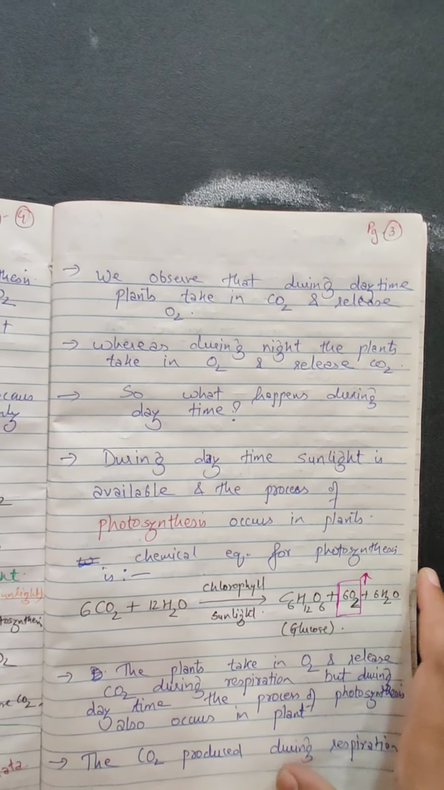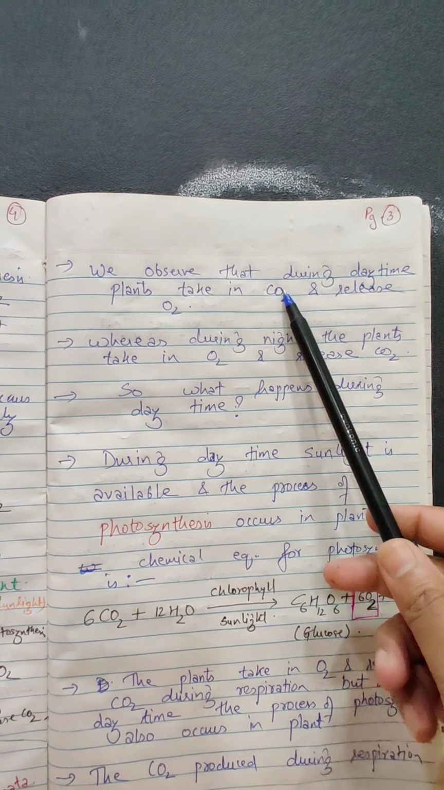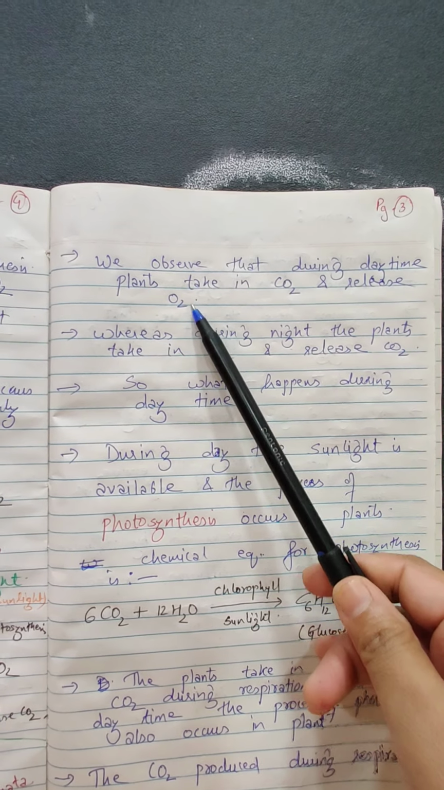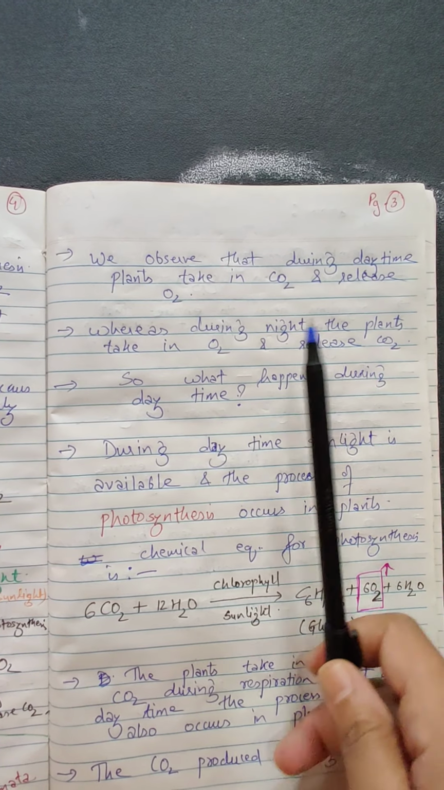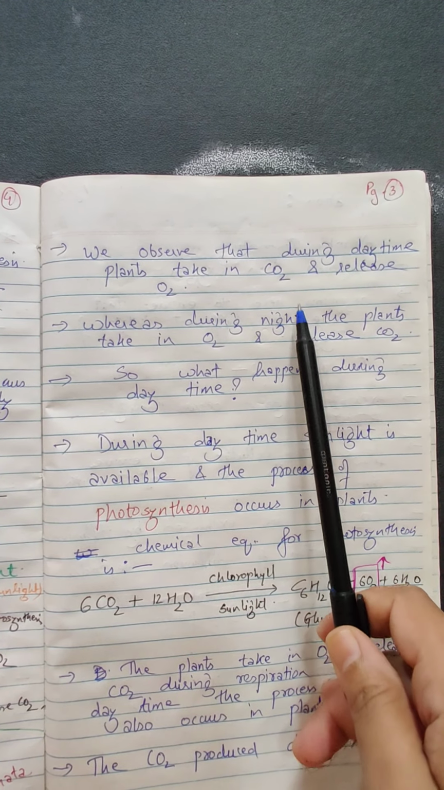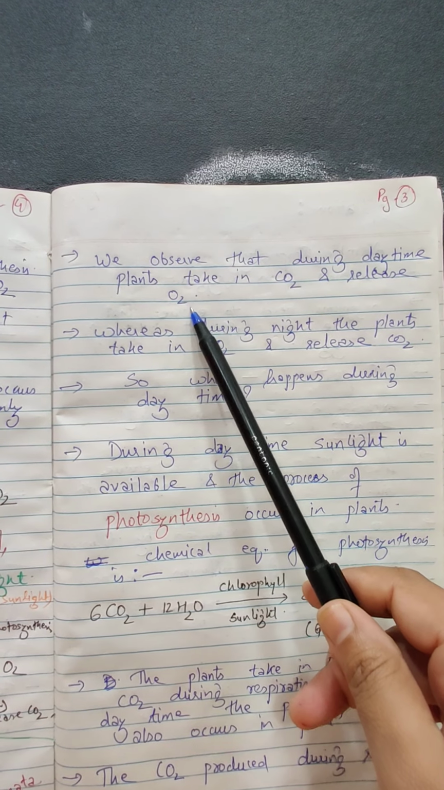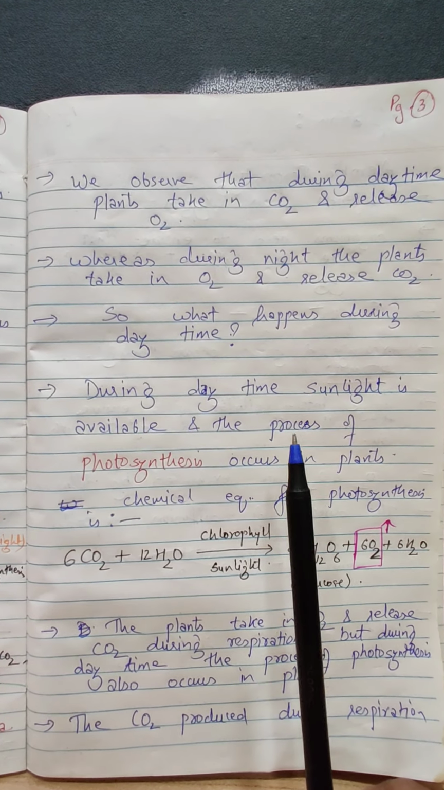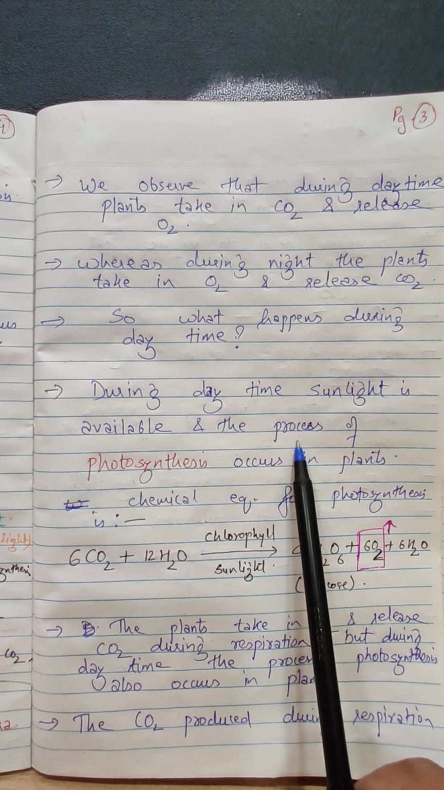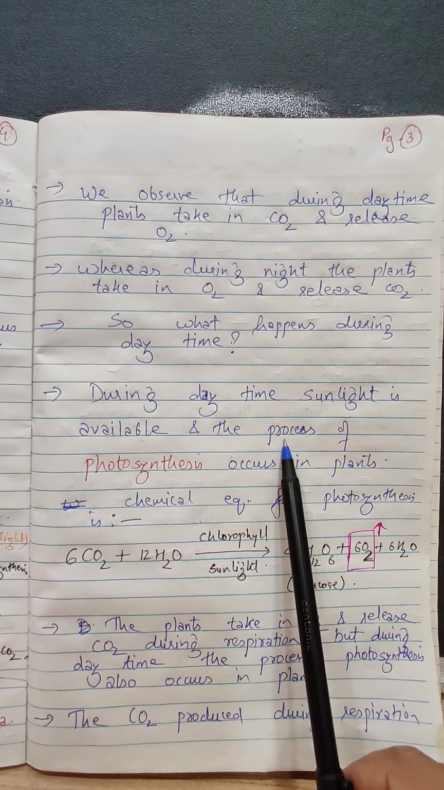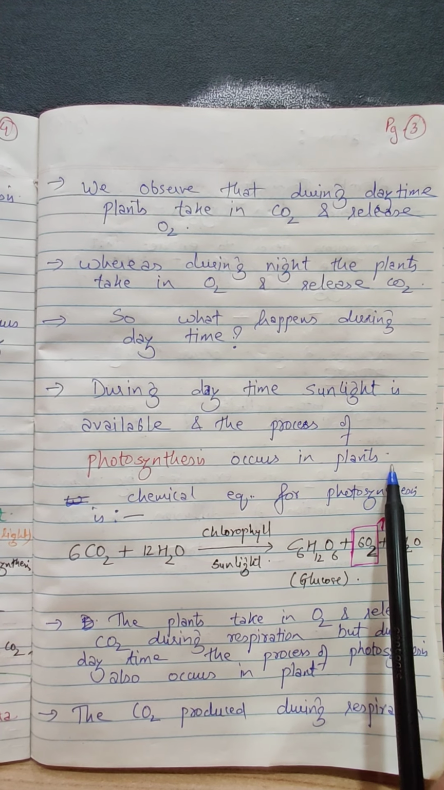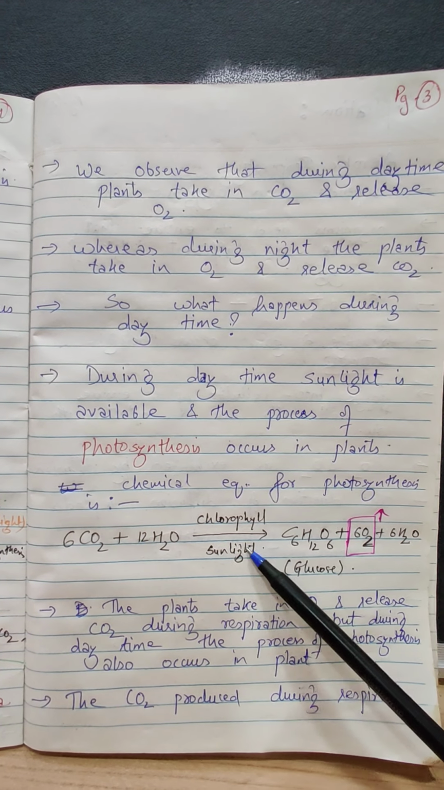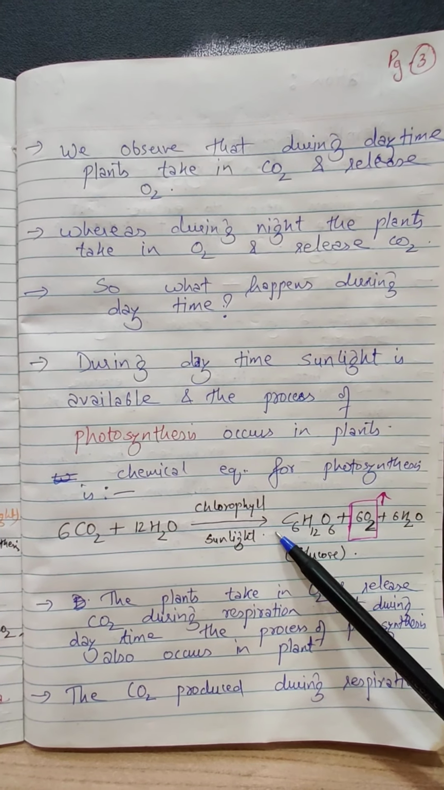So when we talk about respiration in plants, we observe that during daytime, the plants take in carbon dioxide and release oxygen, whereas during night, the plants take in oxygen and release CO2. So what happens during daytime which makes it release oxygen? As we have talked earlier, it depends on the environmental condition also. During daytime, sunlight is available for the process of photosynthesis. And all of you know the chemical equation for photosynthesis, which is written over here.